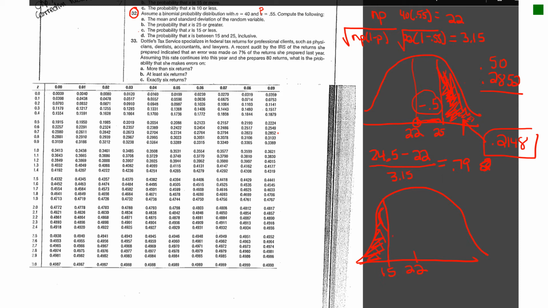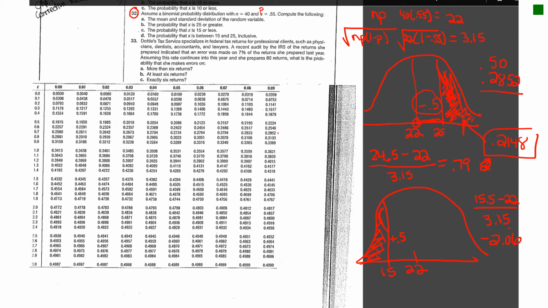Well, clearly, I'm going to add 0.5 because I don't want to use the 0.5 within this area. So 15 plus 0.5 obviously gives you 15.5. I convert that to a z by subtracting the mean, dividing by the standard deviation. And that's going to give you right about a negative 2.06 would be my z-score.